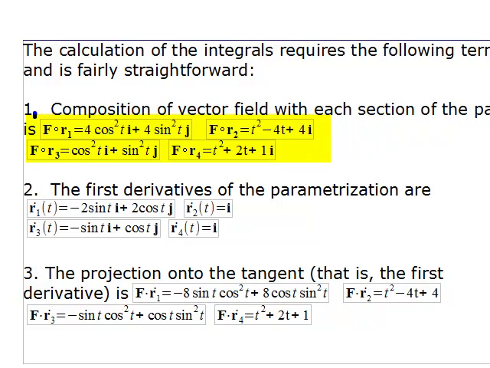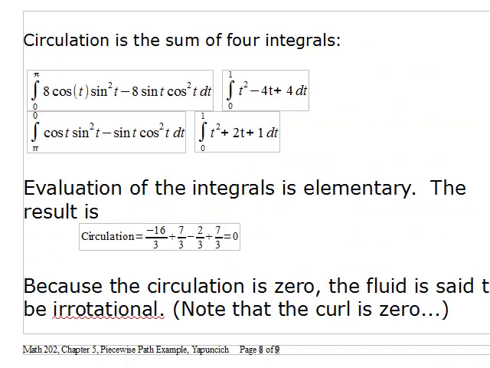Then we need the time derivative of each parameterization. That's what we have here. Then we take the dot product between these two, and that gives us the integrand for the integrals. So that's the same thing we did before, except we have to do it 4 times for this one integral. And now we just integrate, and everything's straightforward except the third one.